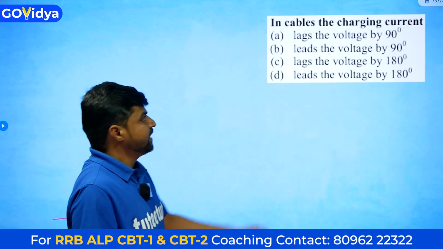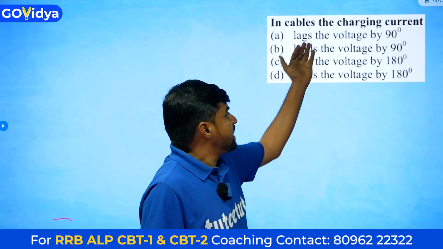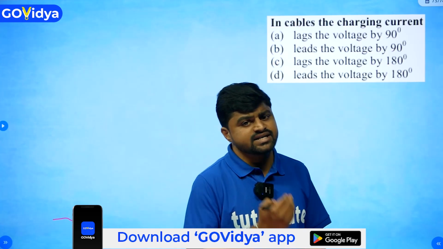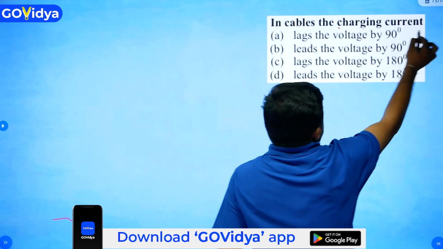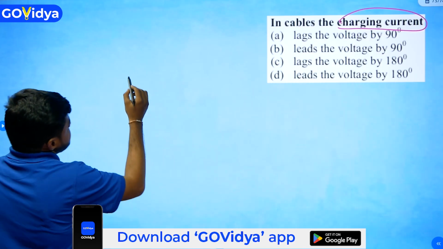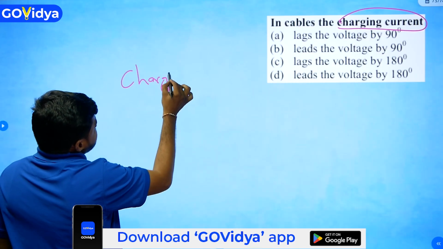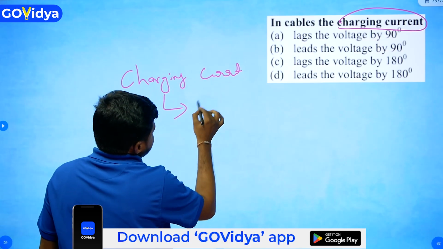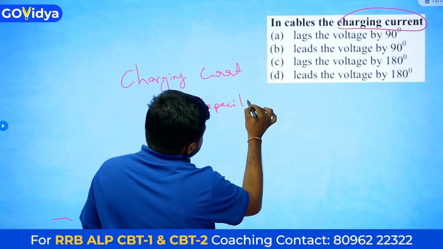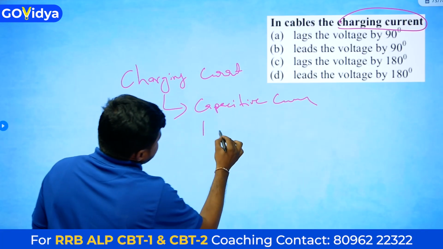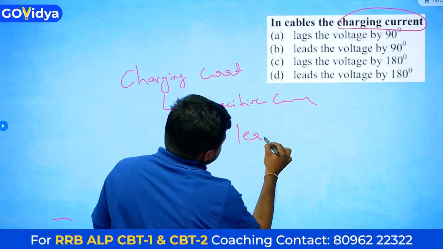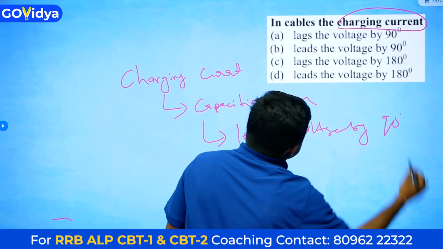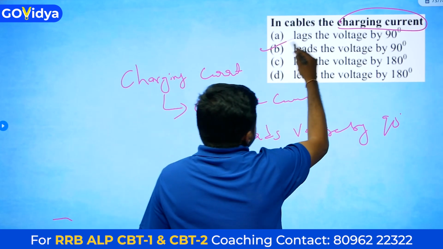Next question, in cables charging current lags voltage by 90 degrees, leads voltage by 90 degrees, lags voltage by 180 degrees, or leads voltage by 180 degrees. What is charging current? Charging current is capacitive current, the current stored in a capacitor. Capacitive current leads voltage by 90 degrees. From the options, option B is the correct answer.